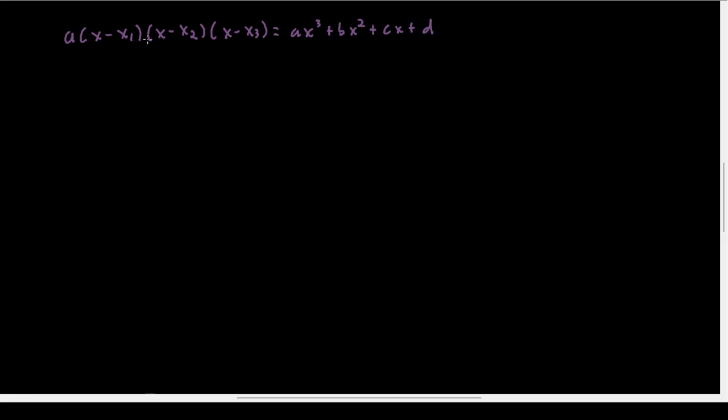Next up, I'm just going to FOIL this through. So let's focus on just multiplying these two parts. X times x is x squared. X times negative x2 is going to be negative x times x2. And then let's focus on this x1. Negative x1 times x is going to be negative x1 x, and then negative x1 times negative x2 is going to be plus x1 x2.